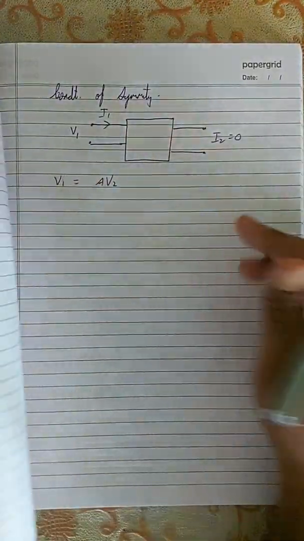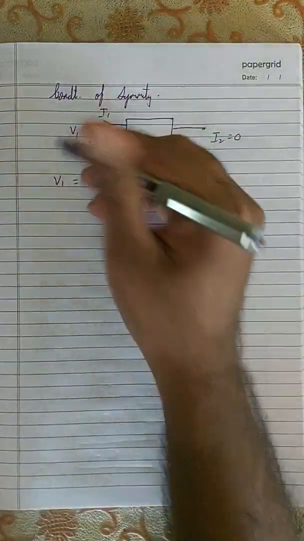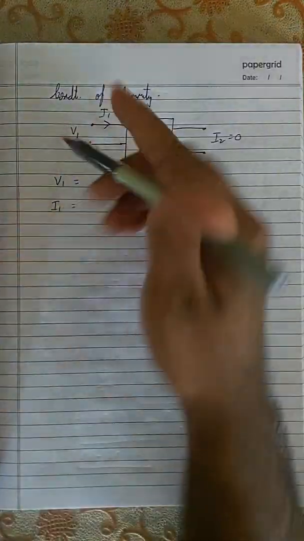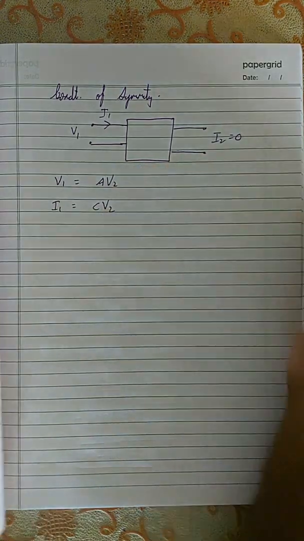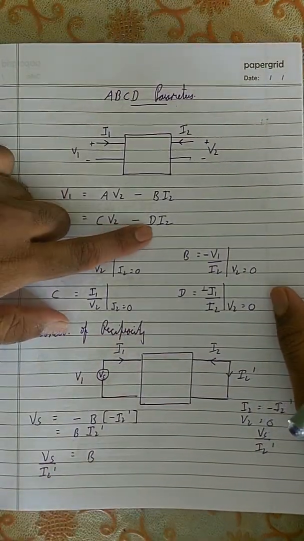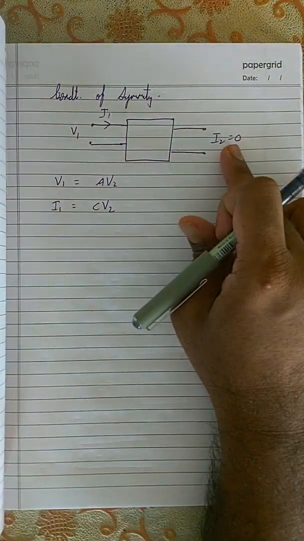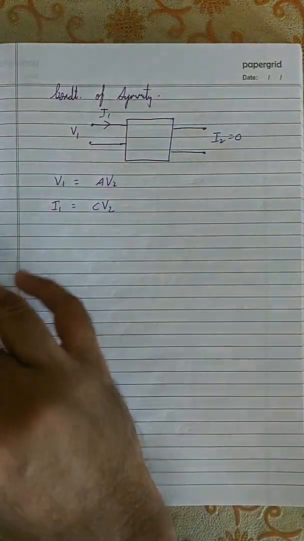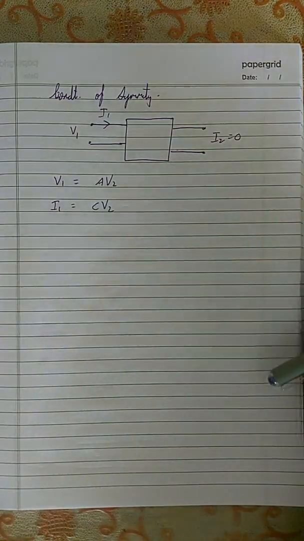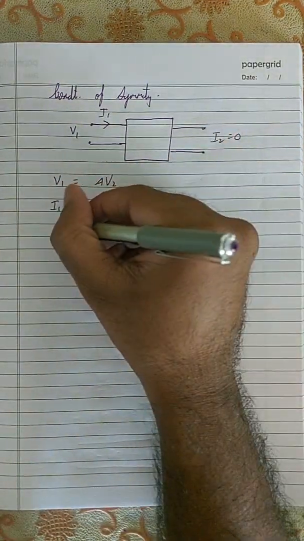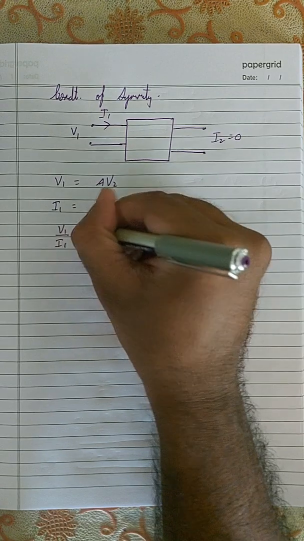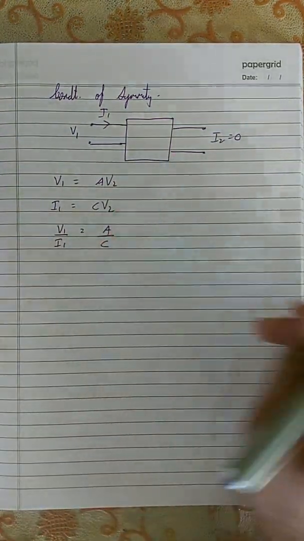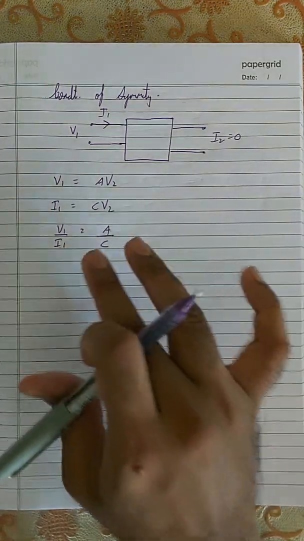What about the second equation? I1 is equal to CV2 minus DI2. But here again I2 is equal to 0, so this term will become 0. Therefore this is the equation, and your job is to find the value of V1 by I1. So what is V1 by I1? Easy, right? V1 by I1 is equal to A by C. V2 and V2 cancel each other, so it becomes A by C. So this is the first case.